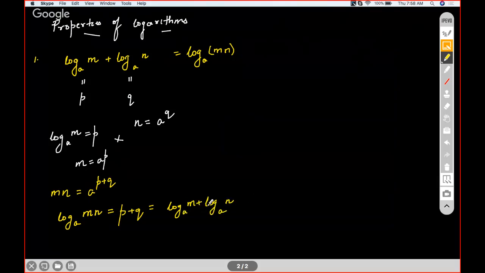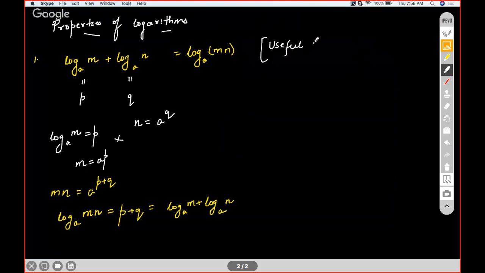Understood. And this can be extended to any number of logs. So if you have log m, log n, log p, log q, like that, it'll keep on getting multiplied over here.